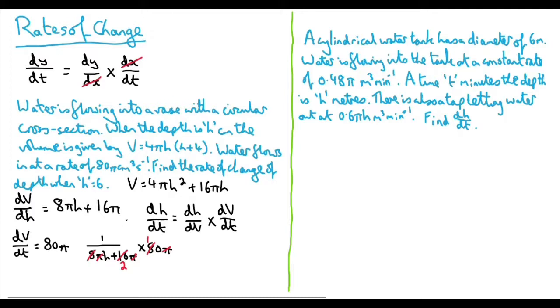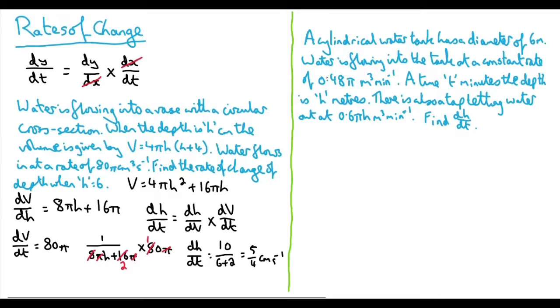This then is your expression for the rate of change in general, so it'll be 10 over h plus 2, but we're after it when it's specifically h is 6. So we'll say that dh over dt equals 10 over 6 plus 2, which would simplify to 5/4 centimeters per second.